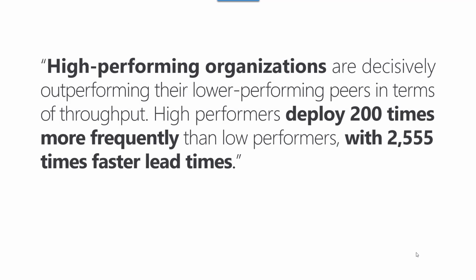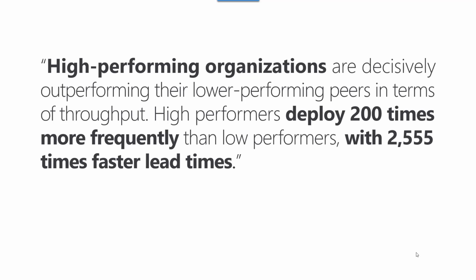If we look at the study and at the company at the top, they found that it deploys 200 times more frequently than the company at the bottom. For example, if the company at the top deploys to production every 1 day, then the company at the bottom will deploy every 200 days in production.